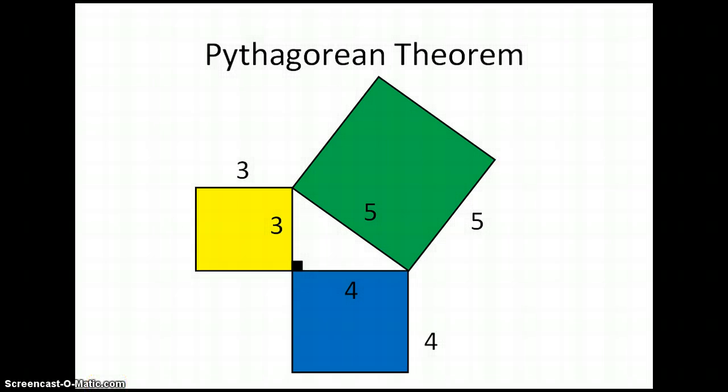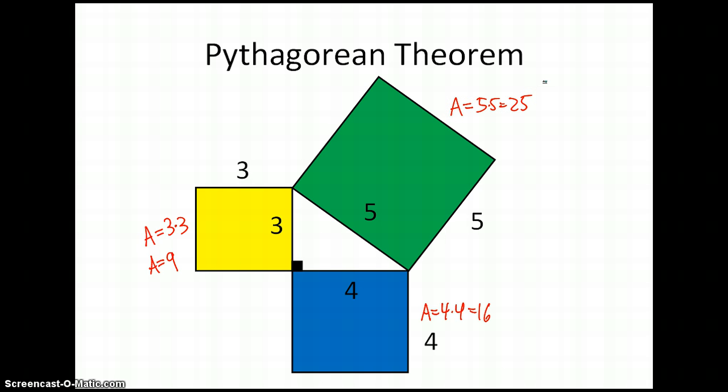The area of the yellow square would be 3 by 3, so we can multiply that and get 9. The area of the blue square is going to be 4 by 4, which is an area of 16, and the area of the largest one is 5 times 5, which is 25.